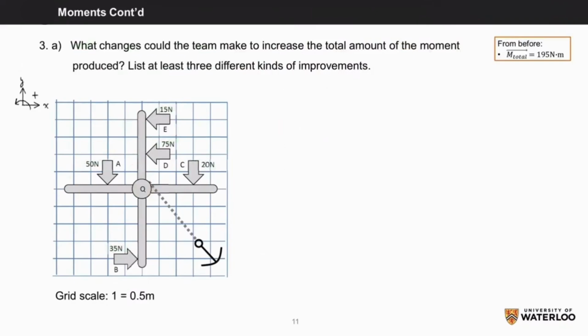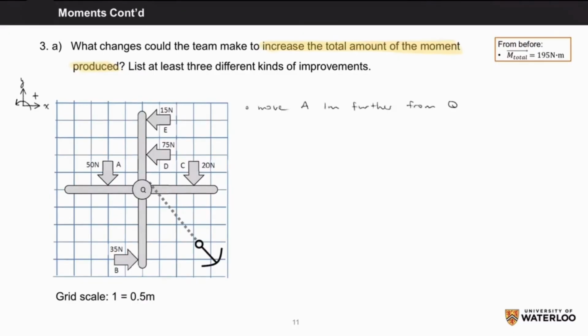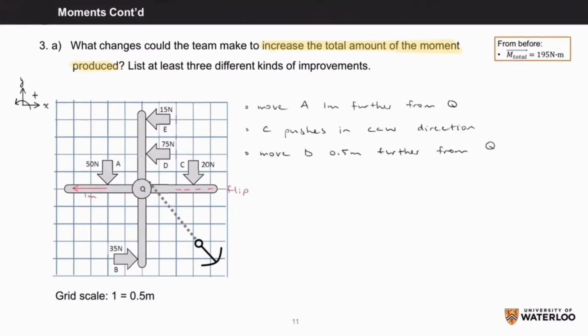Question 3a asks, what changes could the team make to increase the total amount of the moment produced? List at least 3 different kinds of improvements. There are various changes that can be made to this diagram, but I'll just show one variation of these changes, which includes moving person A 1 meter further from Q, having person C push in the counterclockwise direction, and moving person D another 0.5 meters away from Q. Once again, there are many different solutions to this question, but I'm just showing one possible arrangement.